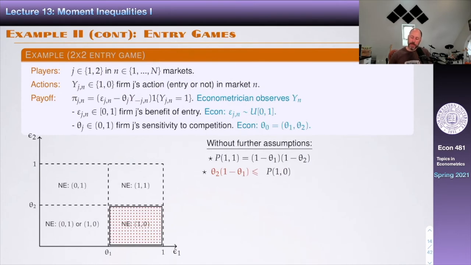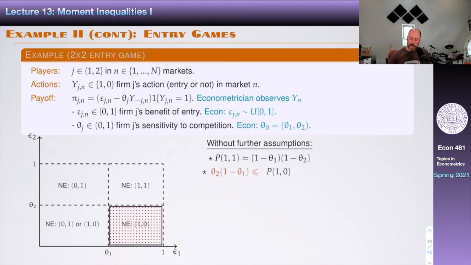Notice the following. Without further assumptions, the probability that you observe (1, 1) is this box. That's for sure. That's the only place where you see (1, 1). So the probability of observing (1, 1), given our assumption that epsilon is uniform, is just (1 minus theta 1) times (1 minus theta 2). And this is an equality. Now think about (1, 0). Well, (1, 0) happens here. So the probability that we observe (1, 0) has to be at least equal to this box. And this box is (1 minus theta 1) times theta 2, which is this thing.